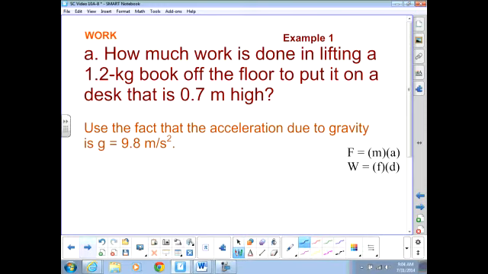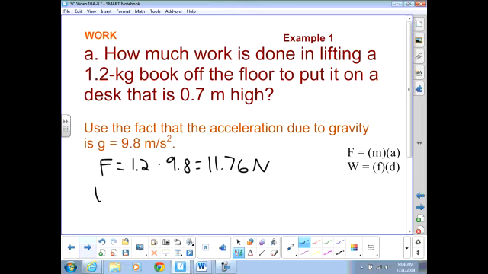So work is equal to force times distance. We first need to find the force. Well, the force is equal to mass times acceleration. Our mass is 1.2 kilograms, times our acceleration due to gravity, which is 9.8, which will give us 11.76. This is a force, so therefore it is a newton.